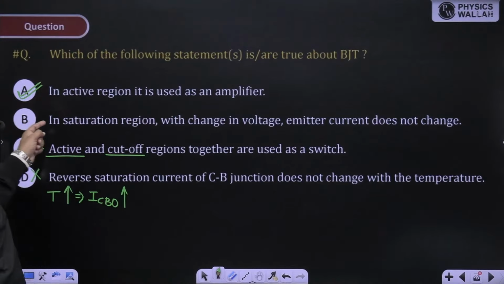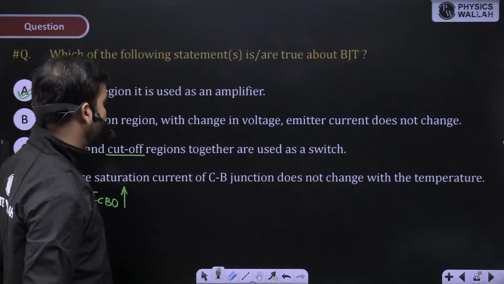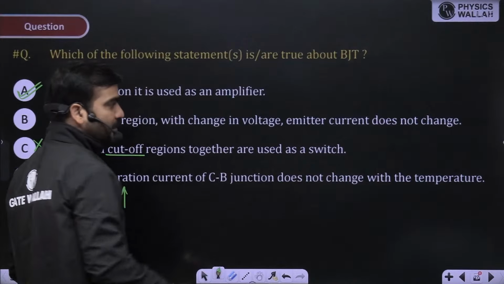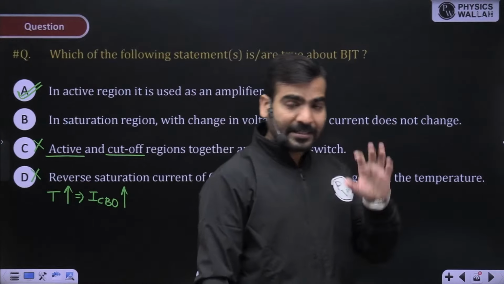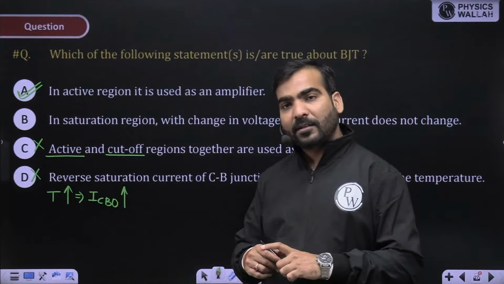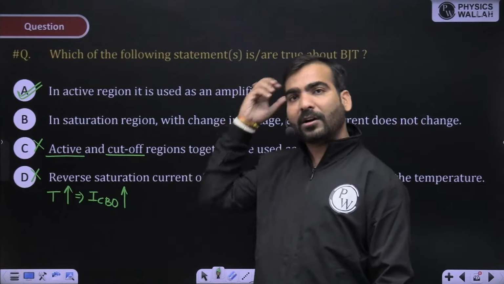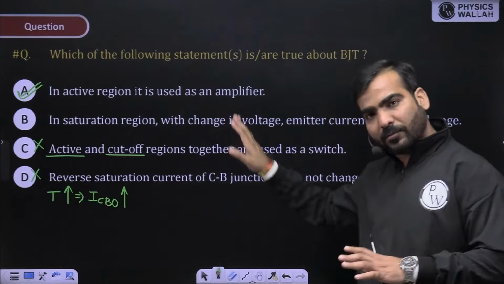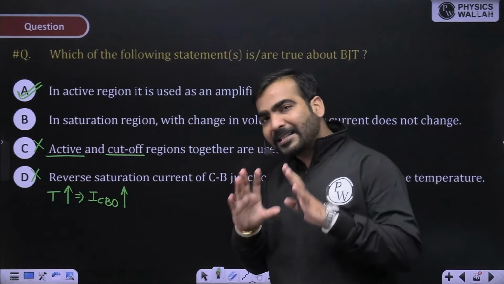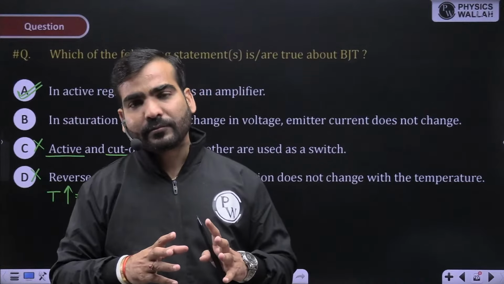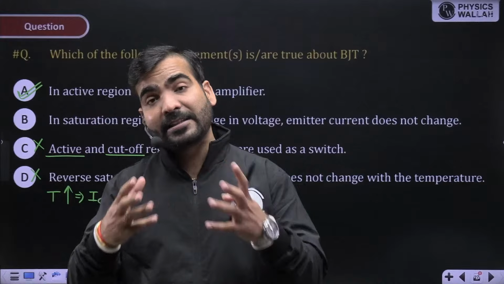Let's go to option B. In saturation region, means saturation mode operation of the BJT, with change in voltage, emitter current does not change. The question is, in the saturation region, suppose the BJT is operating and you are changing the voltage, what do you think? Will the emitter current change or not change? Which voltage first of all? By default, they are talking about the base emitter junction input voltage. So if you are changing the base emitter voltage, which thing will not change and which thing will change in the saturation mode operation?